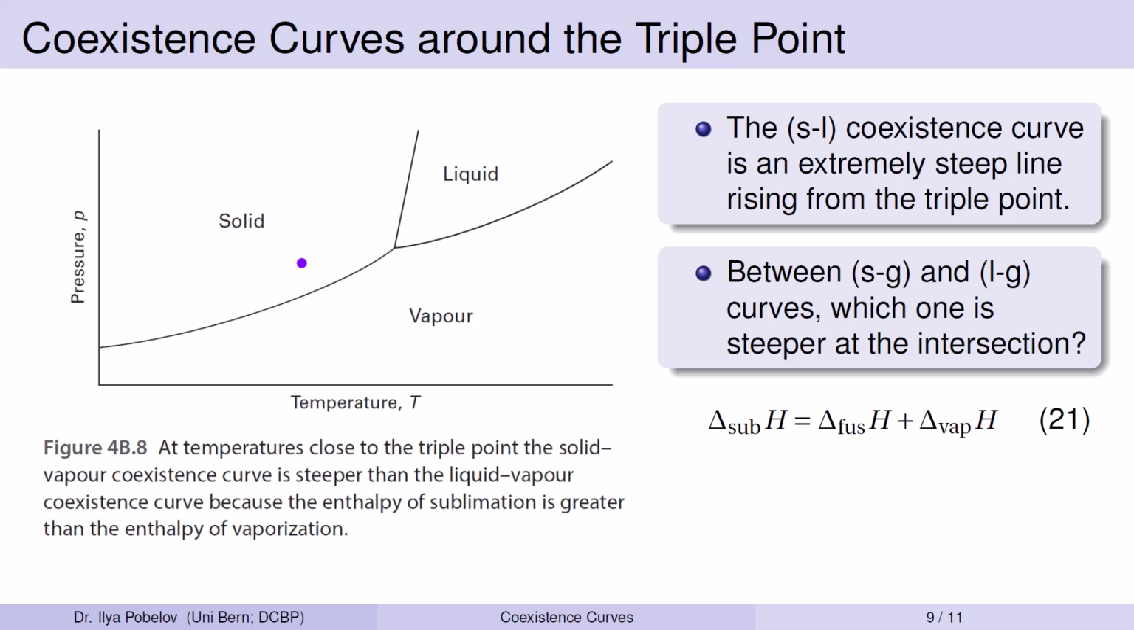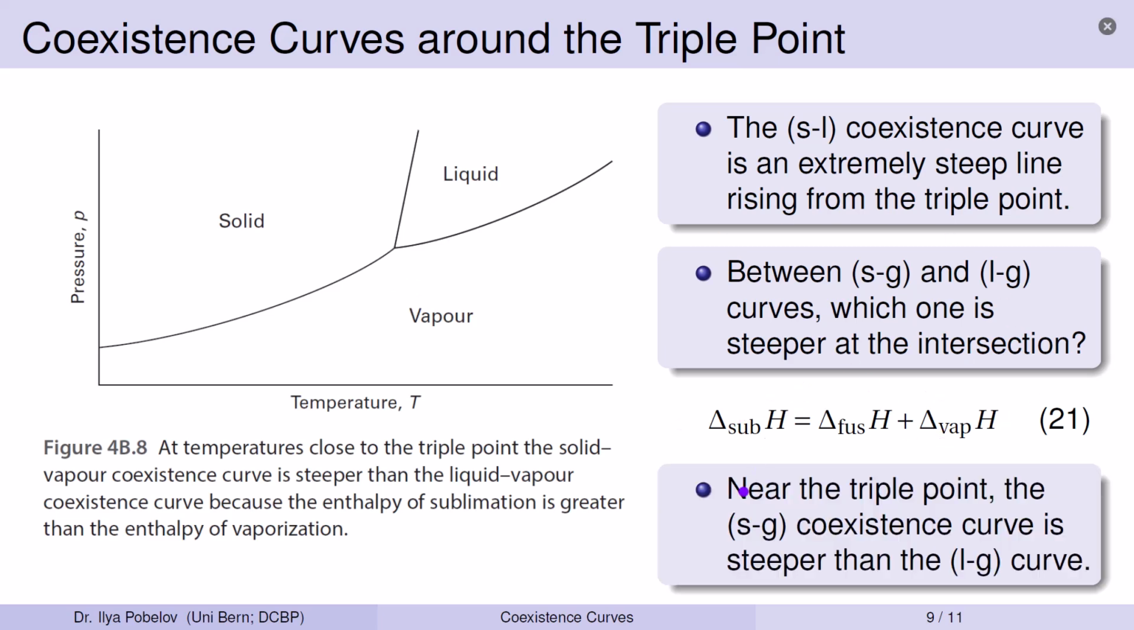When considering volume changes during these transitions, the molar volume of solids or liquids is practically negligible in comparison to gases. Empirical observations supported by our theoretical understanding reveal that at temperatures near the triple point, the solid-gas coexistence curve is steeper than the liquid-gas curve because the enthalpy change for sublimation surpasses that of vaporization.